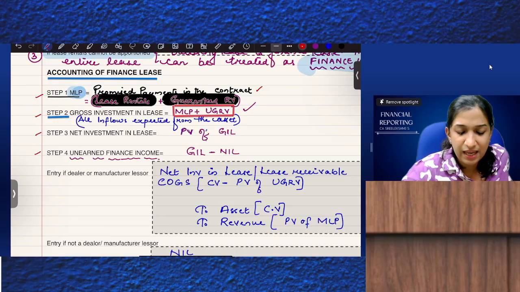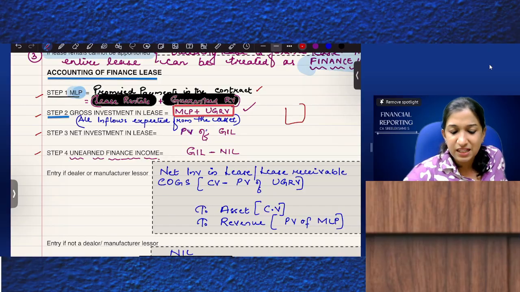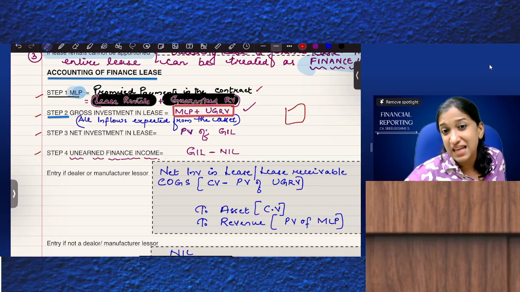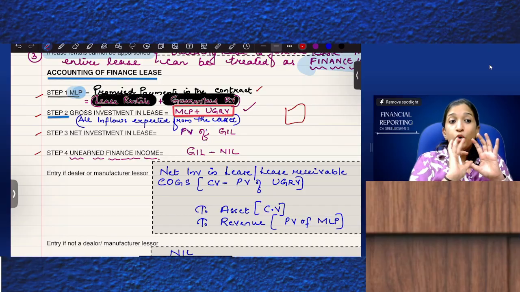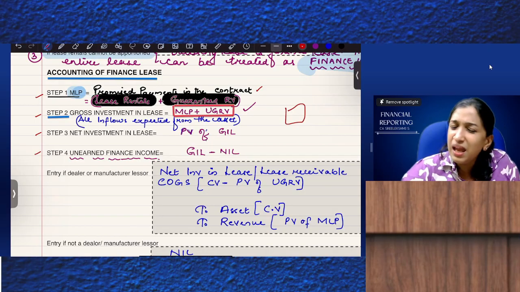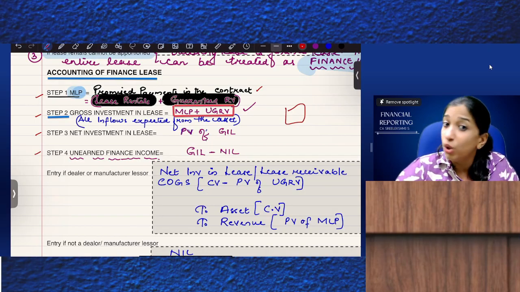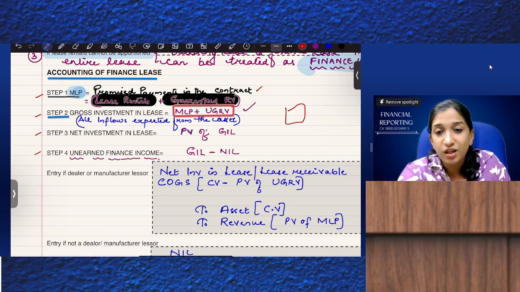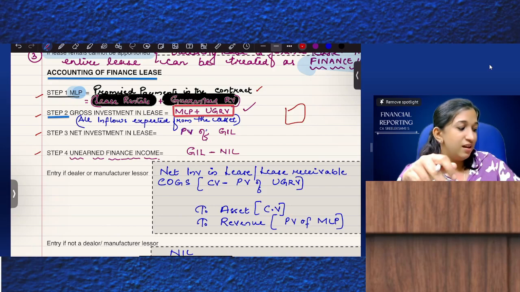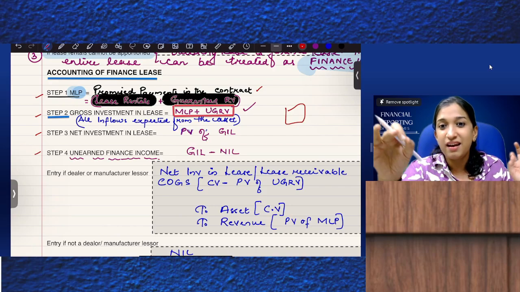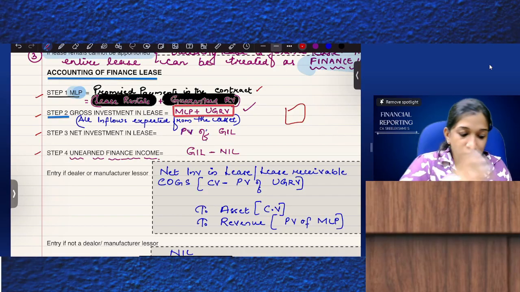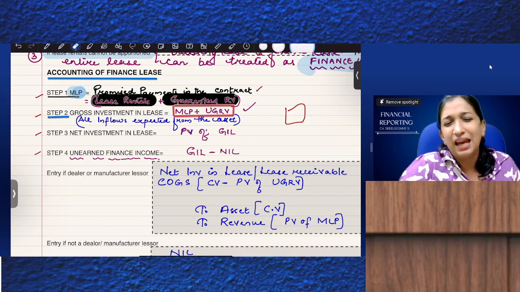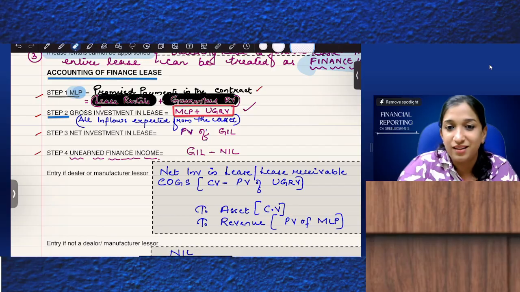Okay, so I have an asset. From the asset, promised payments are called MLP. But are these the gross inflows, only MLP we can get from this asset? No. After the lease term also, you can get some amount from that asset. That is what is called unguaranteed residual value. Unguaranteed residual value can be any payment which is not guaranteed.